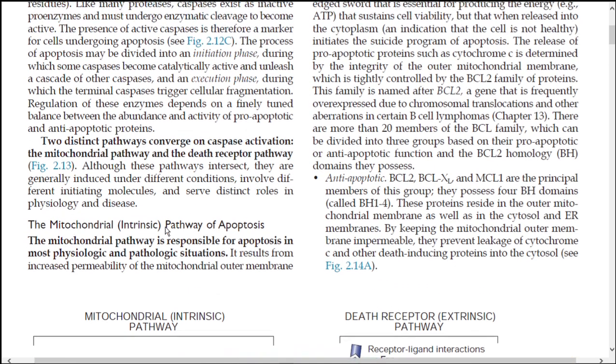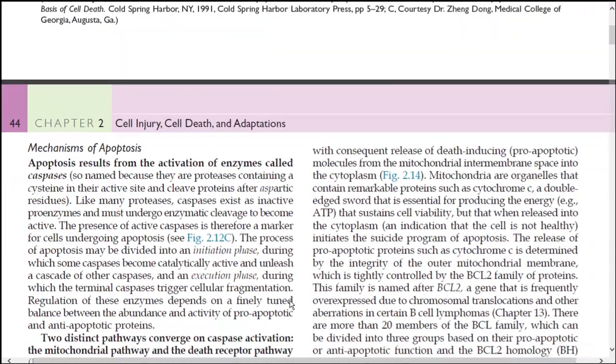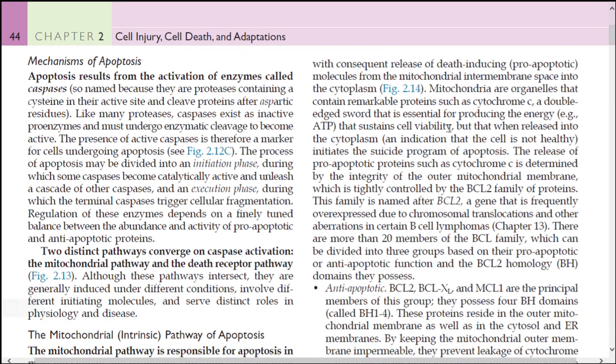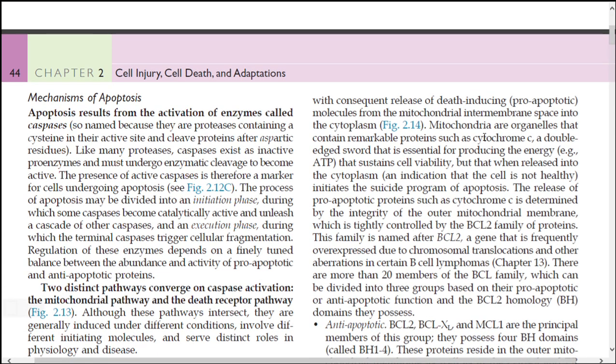What happens is that the mitochondrial outer membrane permeability increases, and there is release of death-inducing apoptotic molecules from the mitochondrial intermembrane space into the cytoplasm. Because the permeability of the mitochondrial membrane is increased, pro-apoptotic molecules in the intermembrane space enter the cytoplasm. Mitochondria are organelles that contain cytochrome C, a double-edged sword, essential for producing energy, for example ATP. That is the function of mitochondria. But when it is released into the cytoplasm, it indicates that the cell is not healthy.